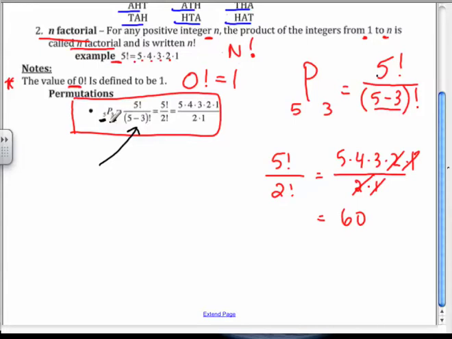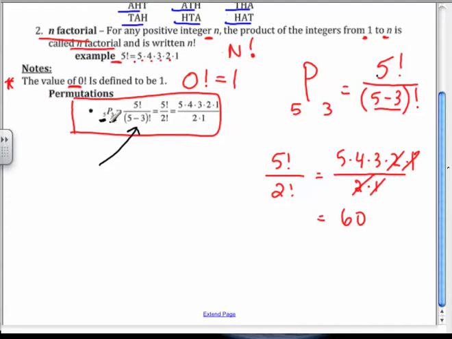So I had a group of 5, but I was only choosing 3 of them. Choosing 3 from 5. So I do 5 minus 3, and that leaves me with 2 factorial. Then I just write that out and cancel them out. So that's a formula that we're going to be using today.